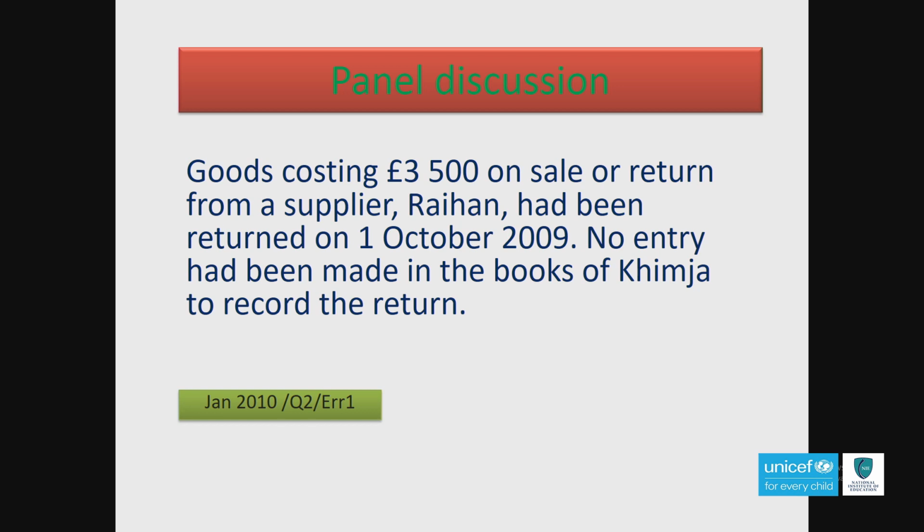In fact, we gave a list of questions while that lesson was taught, and we asked them to revise those questions and come out with their doubts. So it is appreciated that some students have come out with a question. Error number 2 says: goods costing 3,500 found on sale or return from a supplier, Raihan, had been returned on 1st October 2009. No entry had been made in the books of Kimja to record the return.